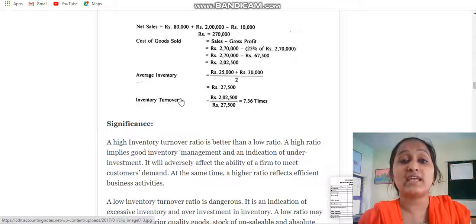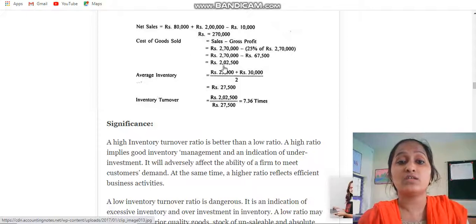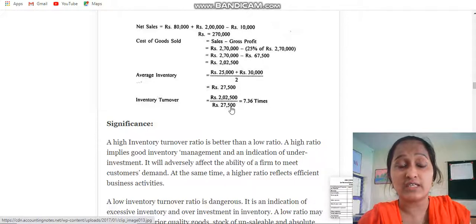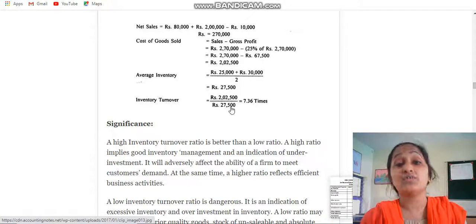Now after calculating all these things, after doing all the working notes, you are supposed to apply the formula here. What is the formula for stock turnover ratio? Cost of goods sold divided by average inventory. So cost of goods sold, just now we have done the calculation, 2,02,500 divided by 27,500, which is average inventory, which was not given directly.